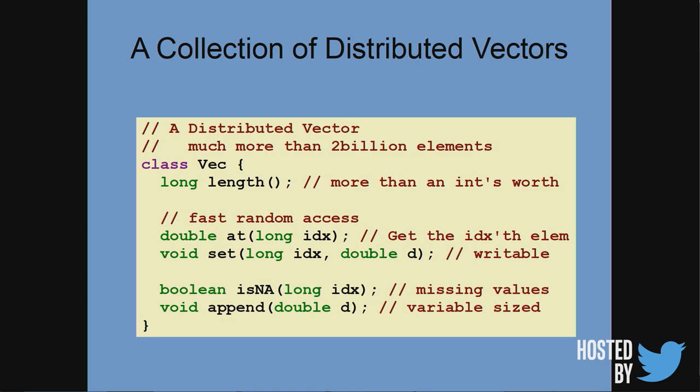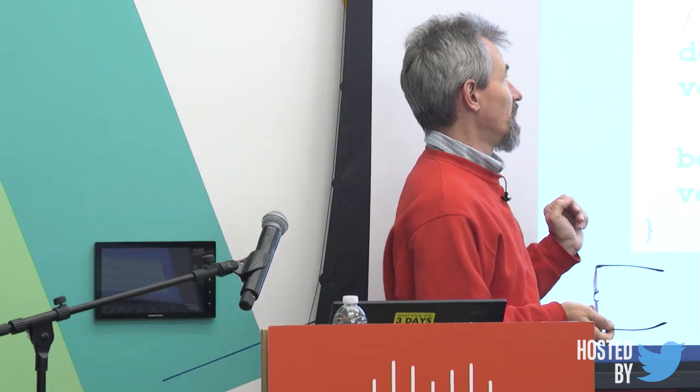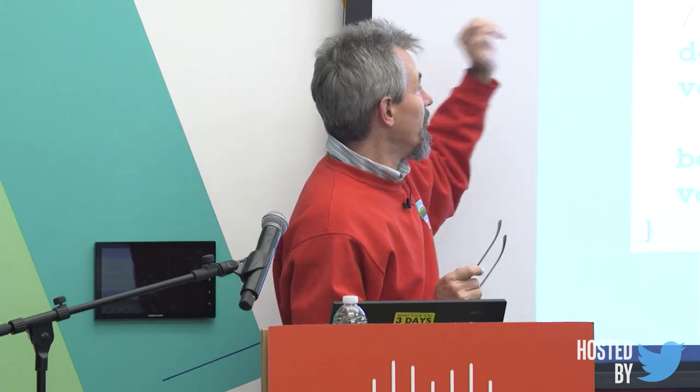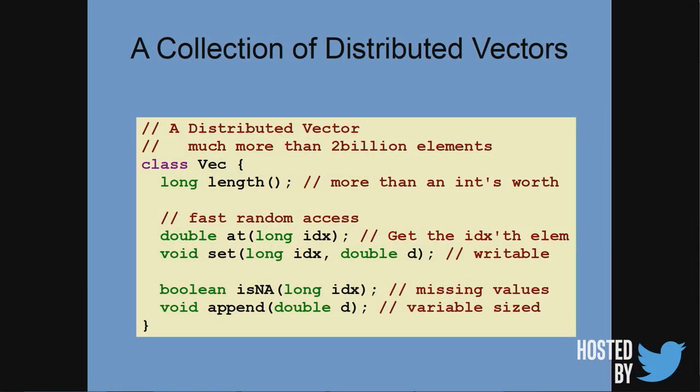So the common unit of work here is a vector, which is basically an array that happens to have more than 2 billion elements, like a Java array is limited to. So the length is a long. It can be trillions of elements, right? You can get and set random elements. And there's a missing value, because that's crucial in the data science world, and it's variable size, you can append.